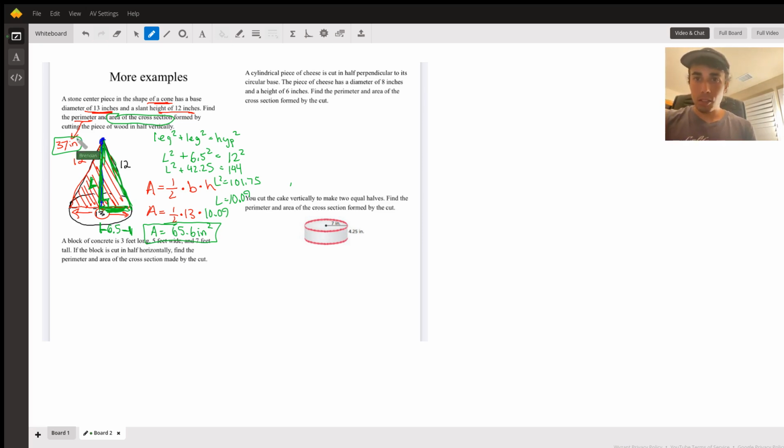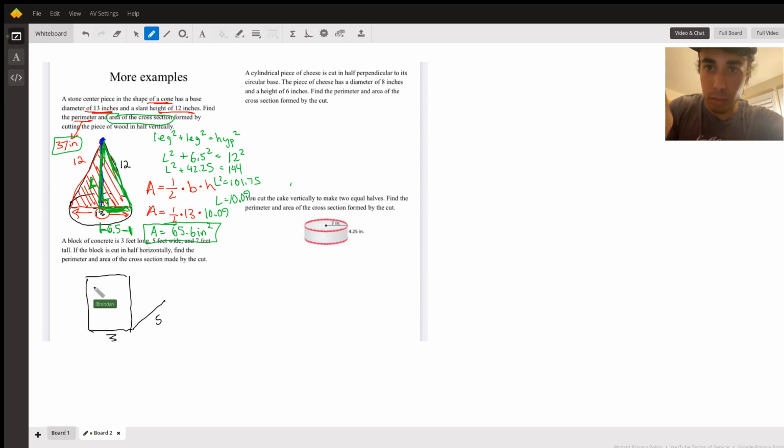All right, let's go to the next one. So we've got a block of concrete. It is 3 feet long, 5 feet wide, and 7 feet tall. So that's going to be a 7. See, sometimes I'm not very good with anticipating my drawings. I draw them too far, and then I end up cutting into the problem.